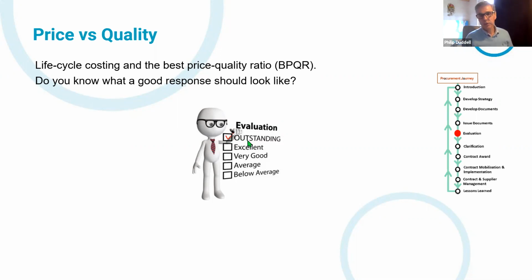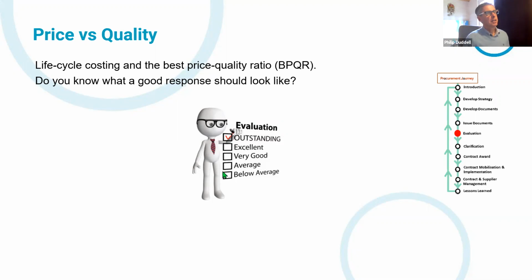You also need to think, of course, do you know what a good response looks like? There's no point doing an evaluation of a tender if you don't really know what you're looking for. So you need to have a clear understanding when you're developing the specification, not when you're thinking about the evaluation, but when you're developing the specification, of how it's going to be evaluated, what the evaluation criteria are, and what a good response should look like.